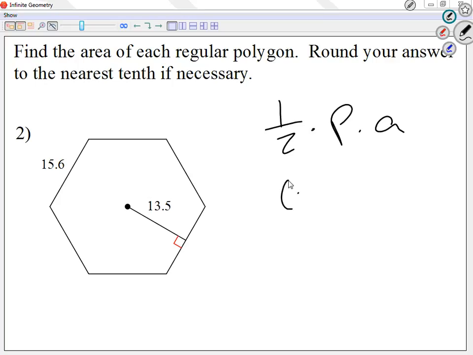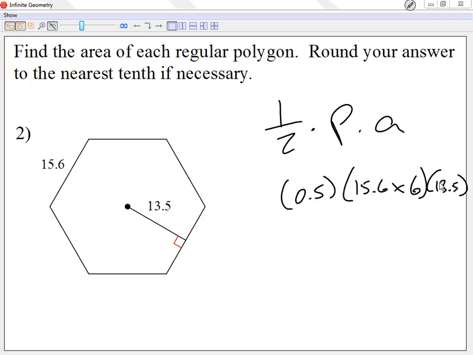Okay, so I know 1/2 times perimeter times apothem. So 1/2 in the calculator is 0.5. The perimeter, I'm looking at each side is 15.6, but I'm going to multiply times 6 this time because there's 6 sides. And then I notice the apothem is 13.5. If you grab a calculator, you multiply that out, you should get 631.8.